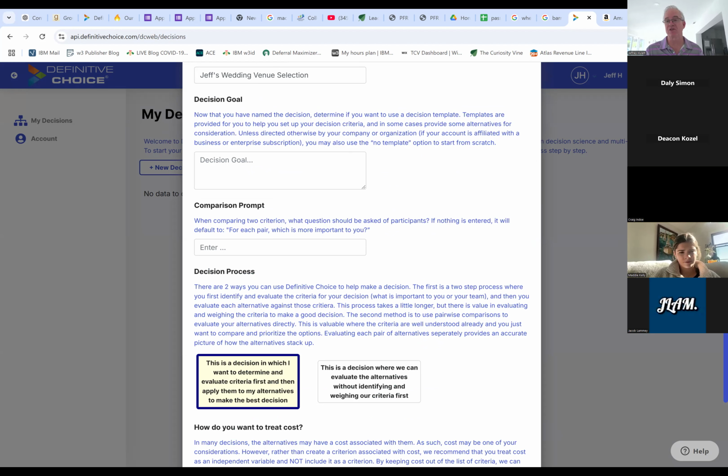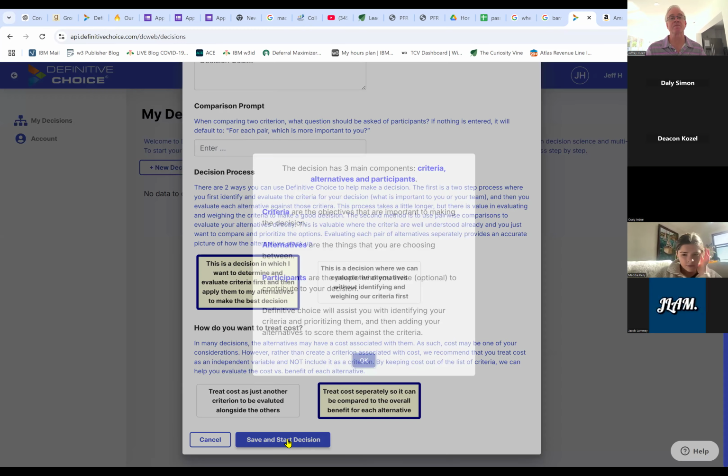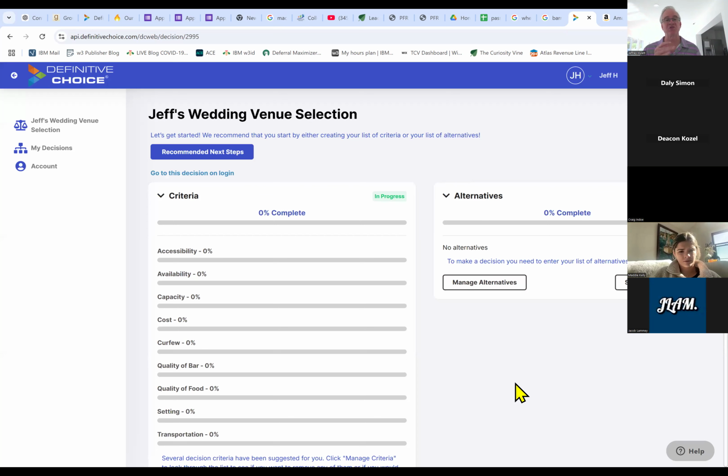The things that you want to focus on to make sure is that this is a decision which I want to determine and evaluate criteria first and apply alternatives second. So that's the first thing you want to do. And then you want to keep costs separate. Remember, so you get the two-dimensional thing, benefit on one axis and costs on the other axis. So you can go ahead. Again, it's the default. So you'll say save and start. Okay, so this gives you a bunch of default criteria. And I think this is way overkill, and I suggest you only want to have 5.